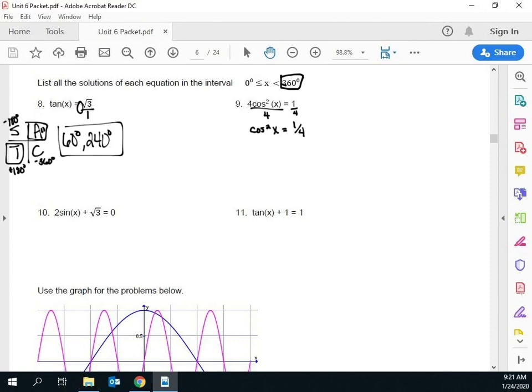Dylan, what do we do next? Square root. Well done. I'm just going to make them both square root. All right, it's plus or minus, which means it's going to be all 4 quadrants, our answer. So that's one thing we don't have to worry about in the future. So square root of 1 is 1. Square root of 4 is 2. So all we have to do is figure out where cosine is 1/2 and put it in all 4 quadrants.